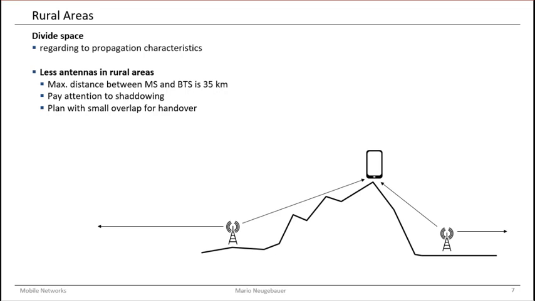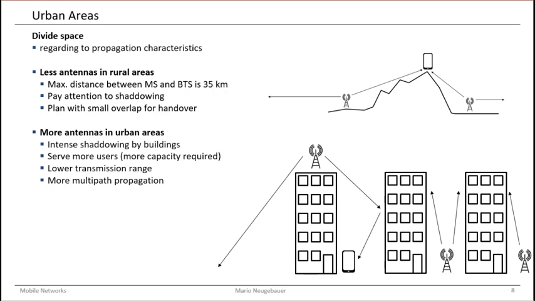Then we more have to think about the capacity and the maximum distance, and we have to find a good compromise between other parameters. Now, a second point regarding the division of the space is urban areas, where we have not mountains but mostly buildings. In some cities, higher buildings, in some cities, less high buildings. And this also affects our propagation characteristics when we look into the placement of our antennas.